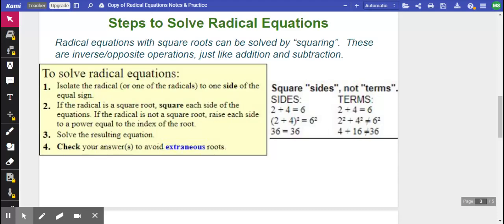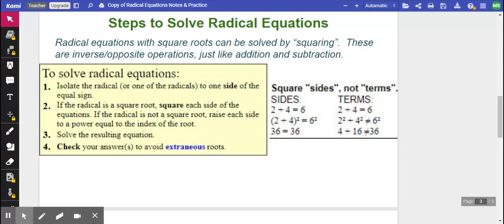Alternatively, if I saw that same equation and started with the same 2 plus 4 equals 6, and I just squared each of the parts separately, well, that would end up being 4 plus 16 equals 20, but that's not the same thing as 36, and that would be an error that happened there.